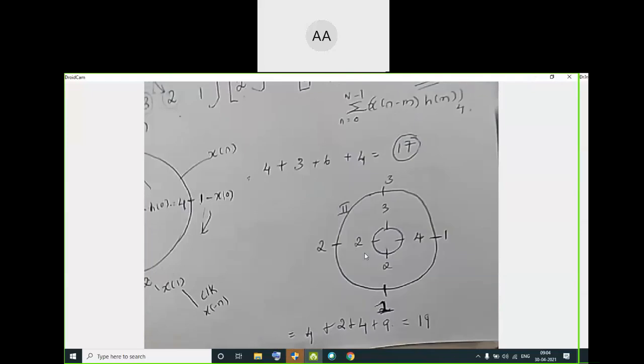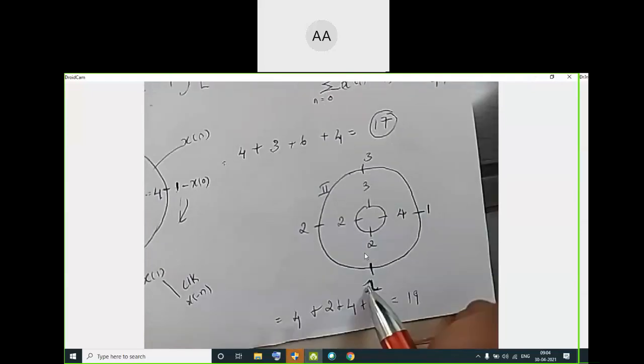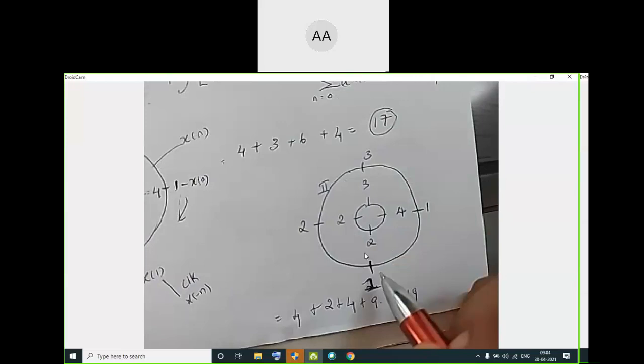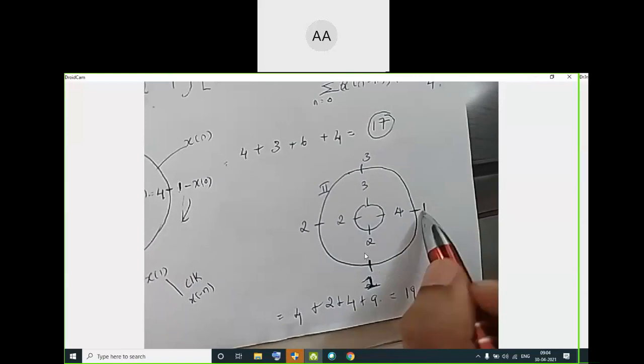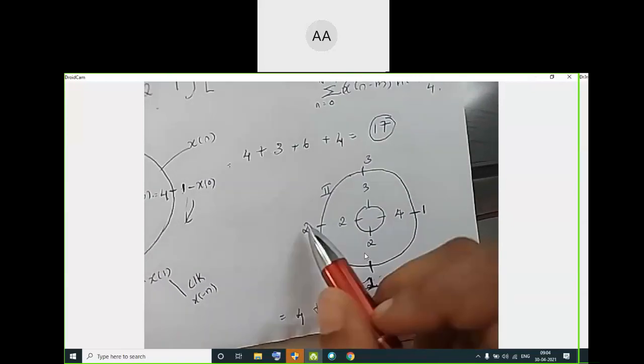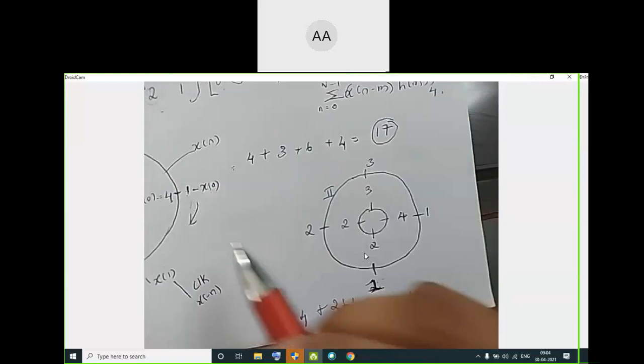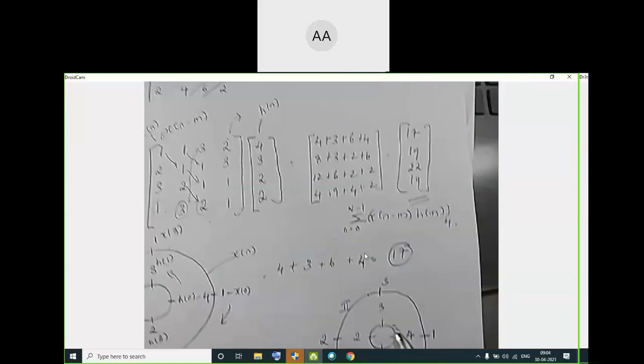So similarly, in the next step, what happens? This will get shifted again, one more position. This one will come here. This one will go here. This 2 will go here. So 4 circles you will draw and you will do this. You will get this same answer.